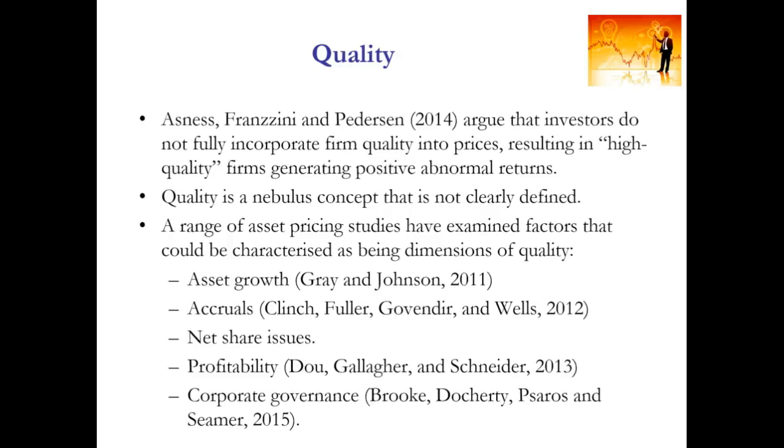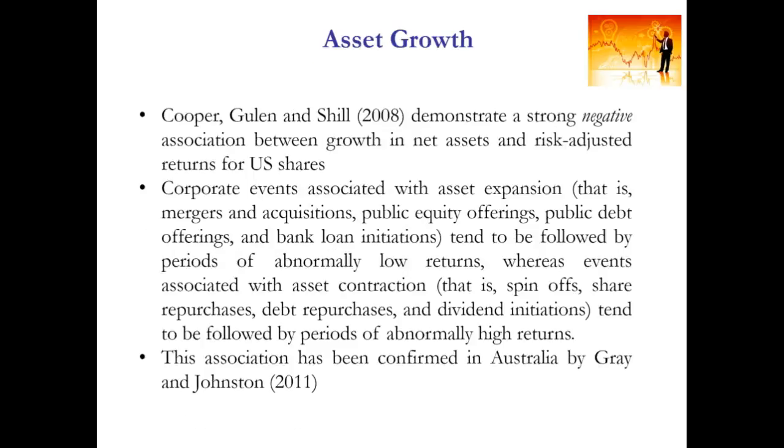But the problem with quality is it's a nebulous concept. It's not something that's clearly defined. So what we have to do is come up with a measure by which we can identify the quality of a firm. And a range of different measures of firm quality have been proposed. These include asset growth, accruals, net share issuance, profitability, and corporate governance. So let's have a quick look at each of these measures and the evidence related to them.